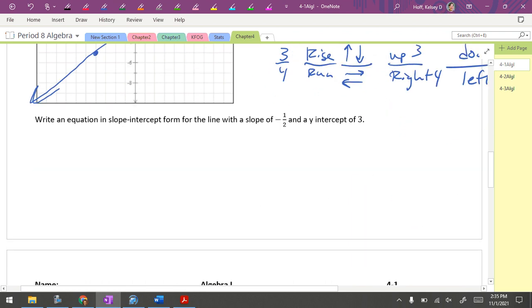On your own. Write me an equation in slope-intercept form for the line with a slope of -1/2 and a y-intercept of 3. Slope-intercept form is y equals mx plus b. Maddox, what'd you write? Y equals -1/2 x plus 3.